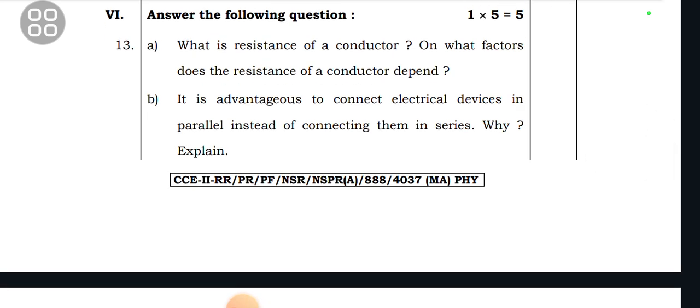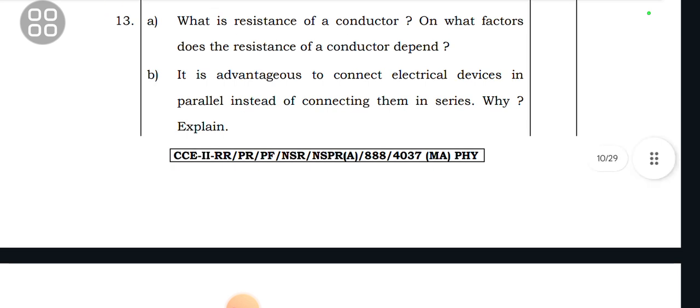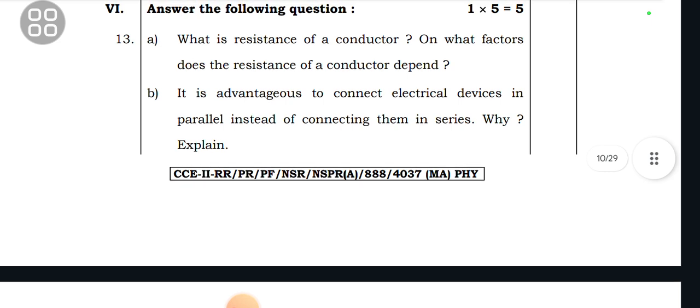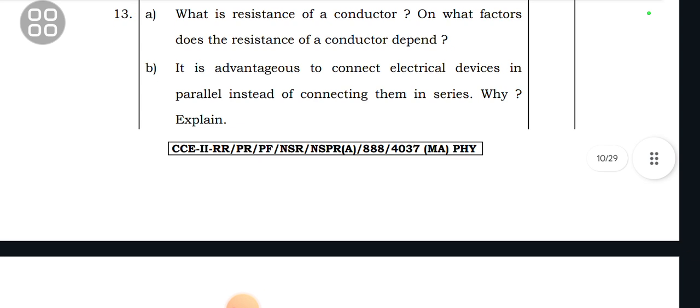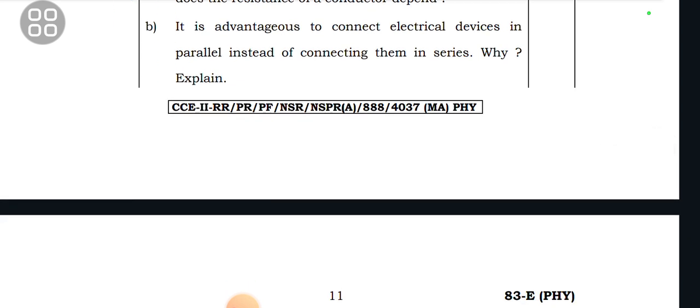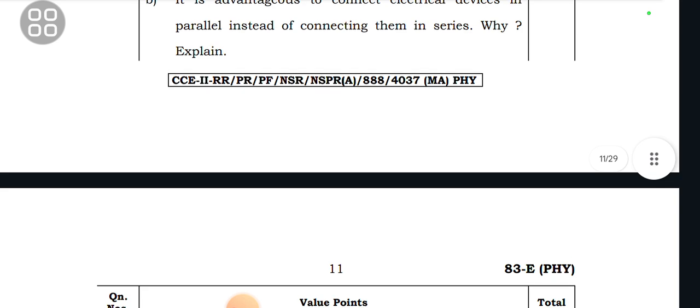What is the resistance of a conductor? On what factors does the resistance of a conductor depend? That you know. Its cross section area and length, resistance differs. And the B question they asked, it is advantageous to connect electrical devices in parallel instead of connecting them in series. Why? Explain. This question is also fixed.